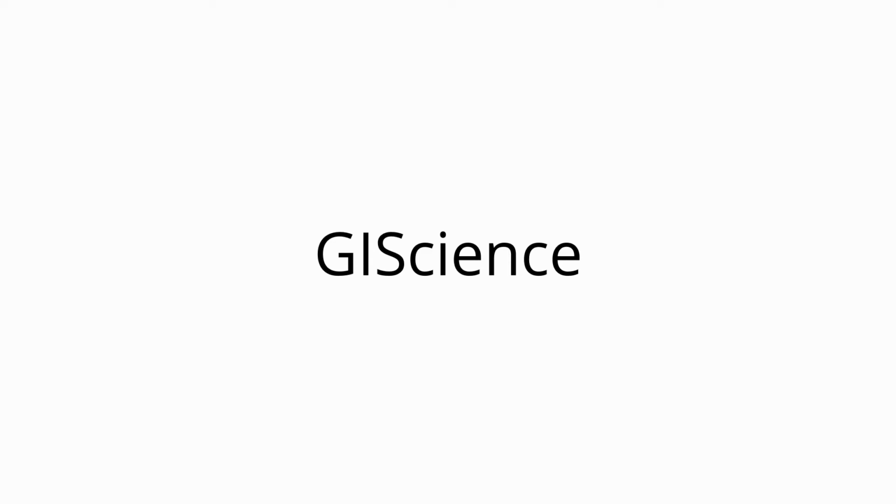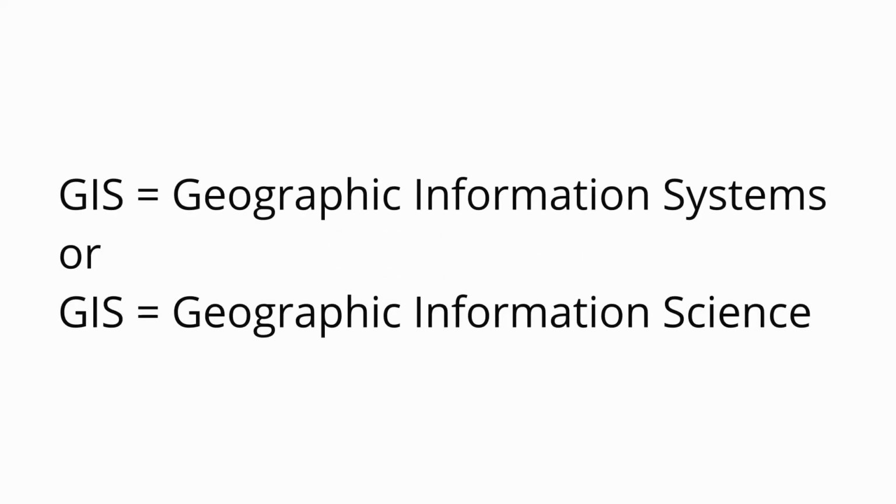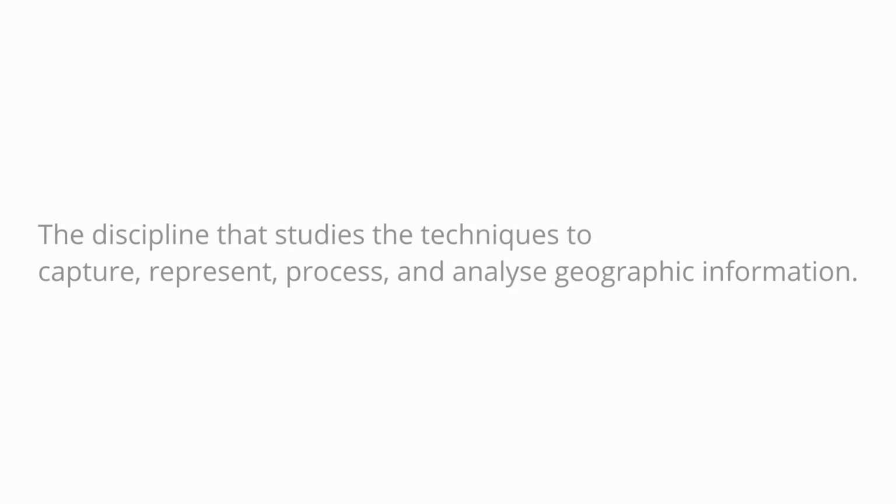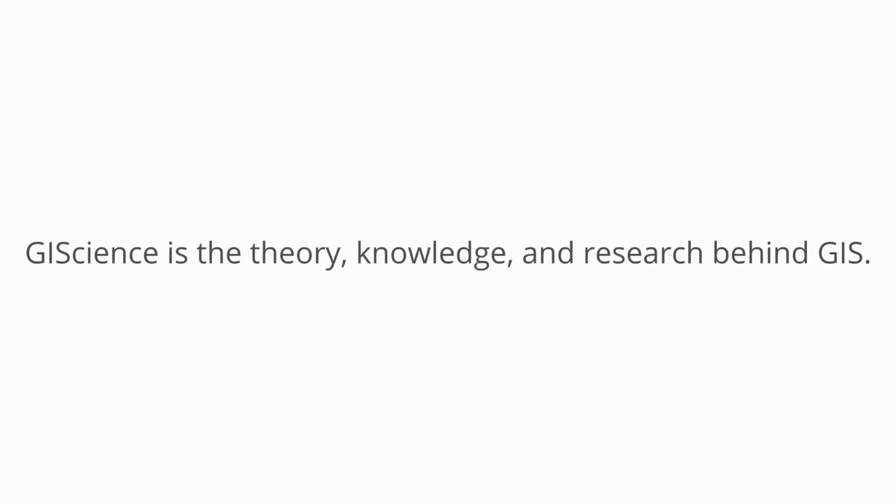This learning resource discusses a term you should be aware of, GIScience. As discussed in the introduction video, GIS stands for Geographic Information Systems, but it can also stand for Geographic Information Science. Though most people now use the acronym GIScience to avoid confusion. What is GIScience? Geographic Information Science is the discipline that studies the techniques to capture, represent, process, and analyze geographic information. In other words, while GIS is a tool, GIScience is the theory, knowledge, and research behind that tool.